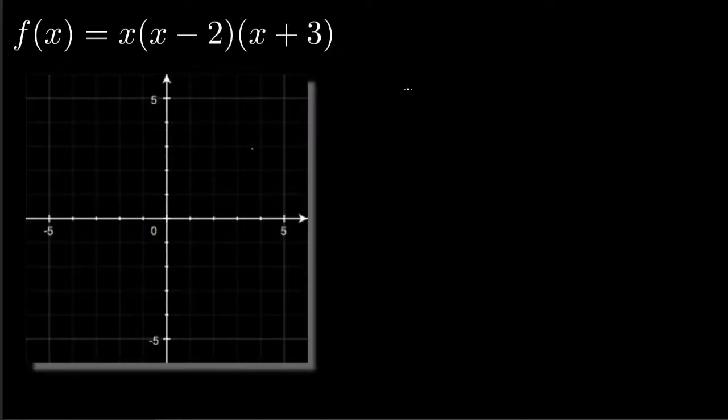This lesson covers how to make sketches of polynomial functions. We'll use four things to make our sketches: x-intercepts, y-intercepts, end behavior, and the behavior near roots. The first two you're already familiar with. The x-intercepts are also known as roots, and we have as our roots x equals 0, x equals 2, and x equals -3. So I'll plot those.